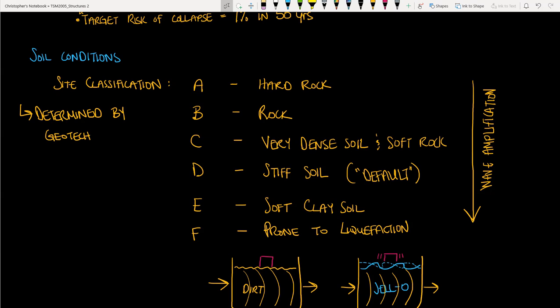So let's take a look at these classifications. Basically, what you'll notice here is that the soil conditions become softer as we move down the line from A to F. And with softer soils, we have this phenomenon known as wave amplification. Basically, when an earthquake occurs in the bedrock and the wave travels up into the upper layers of sediment, it refracts as it reaches the softer soils, and this refraction leads to larger magnitude waves.